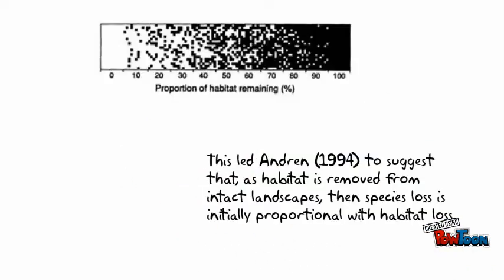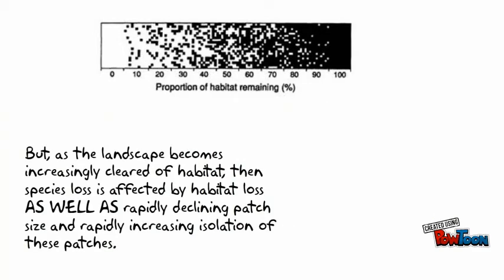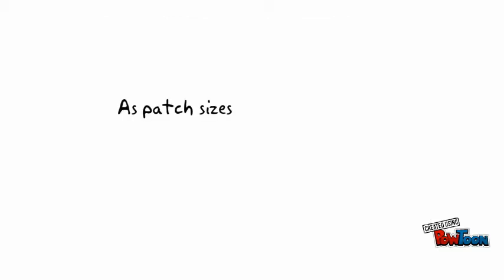This led Ondren to suggest that as habitat is removed from intact landscapes, then species loss is initially proportional with habitat loss. But as the landscape becomes increasingly cleared of habitat, then species loss is affected by habitat loss as well as rapidly declining patch size and rapidly increasing isolation of these patches.